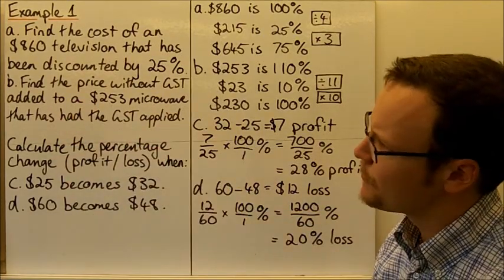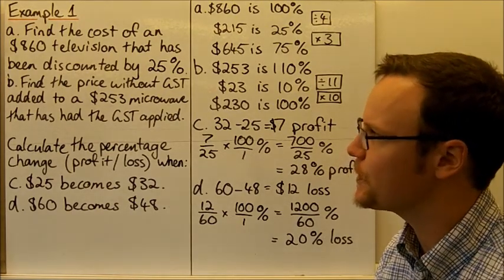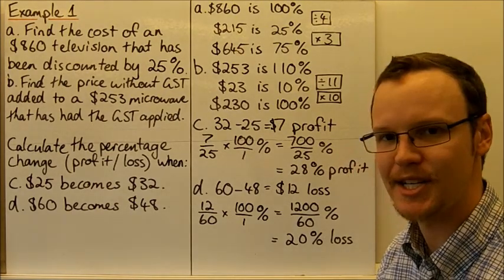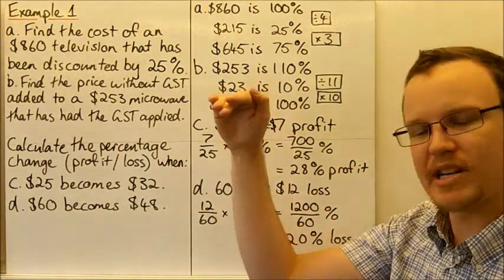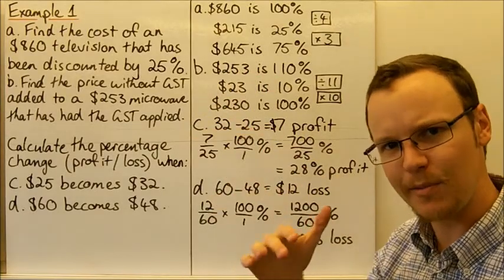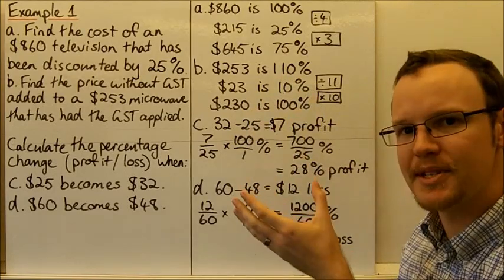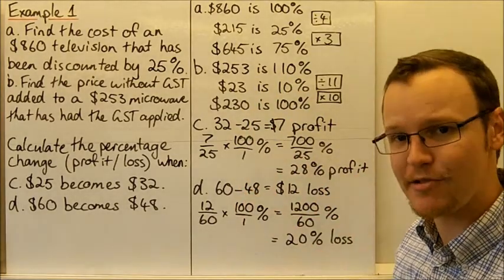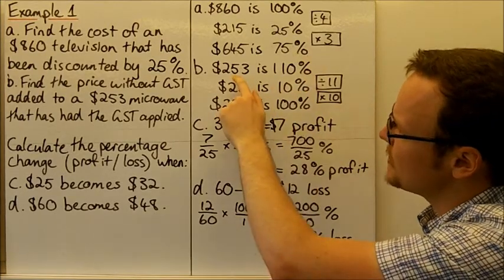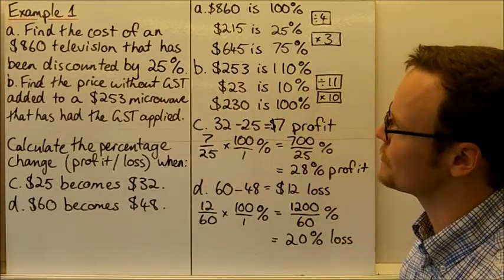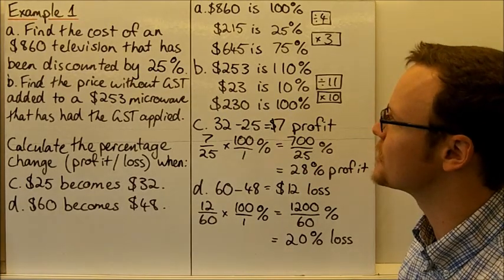So, the next one: find the price without GST added to a $253 microwave that has had the GST applied. So it's had the GST applied, it's had that extra 10% added on. We want to work out what the original price was. So it's had the 10% added on, it's 110%, if the original price was 100%. So we're trying to get to that original price. So if we start at 110%, that's the amount that we've been given, $253. So that's how much you pay with the GST.